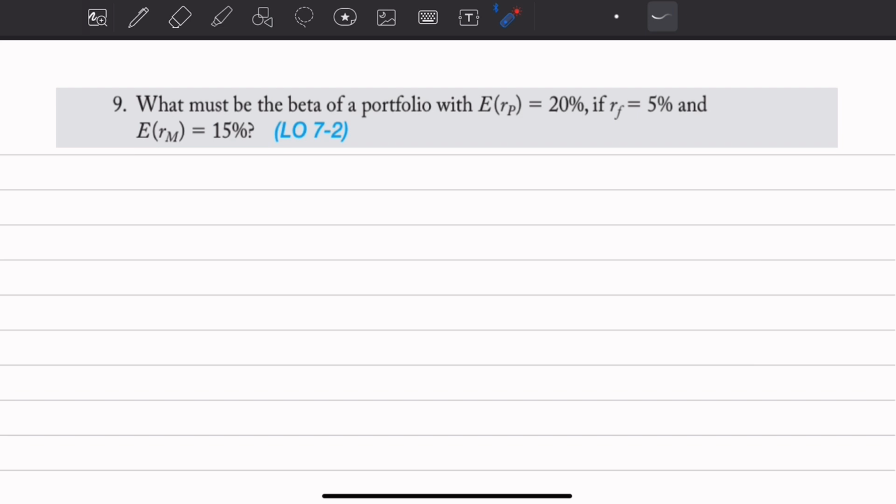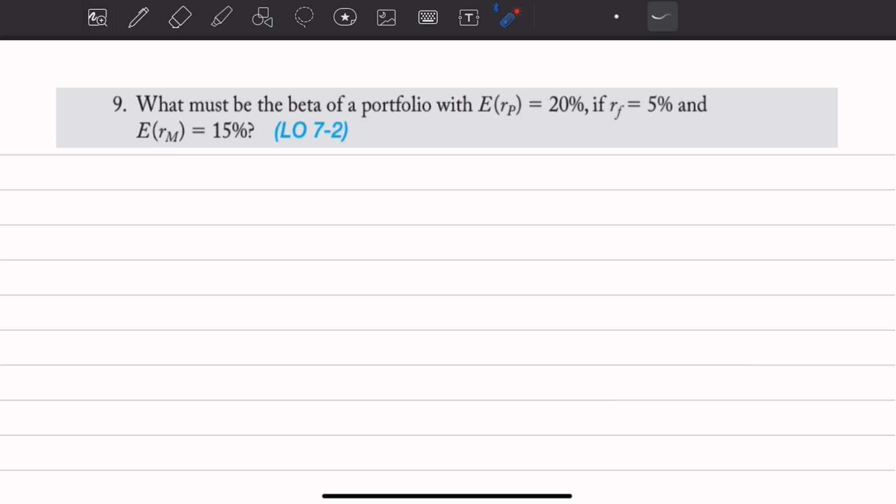Now this is an untypical question because realistically when you get a similar question you would be given the beta and the risk-free rate and the expected return on the market, and you would be asked to calculate the expected return on the portfolio using the capital asset pricing model, right? But for this one, we are given the expected return on the portfolio, but we want to calculate the beta.